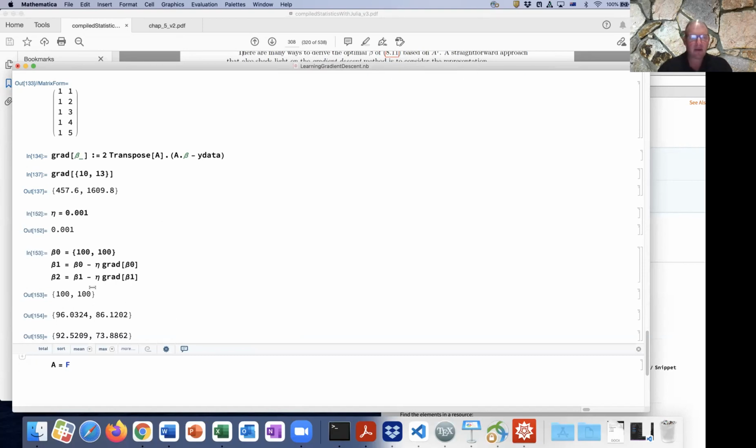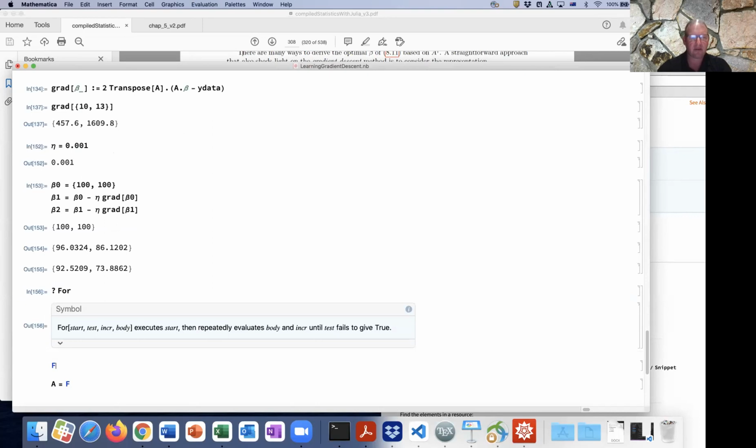So what do we do now? Let's do a for loop. Do you remember how to do a for loop? I don't remember how to do a for loop. So for starts, let's write the start like this. For beta 0, I'll copy this, is some initial condition, comma, the test. Let's do the test of the norm. So how do we stop? One way to stop is to look at the norm of the grad of beta, let's say beta 0.